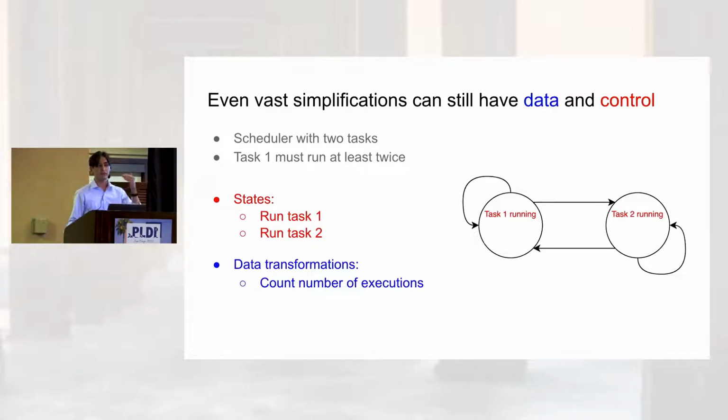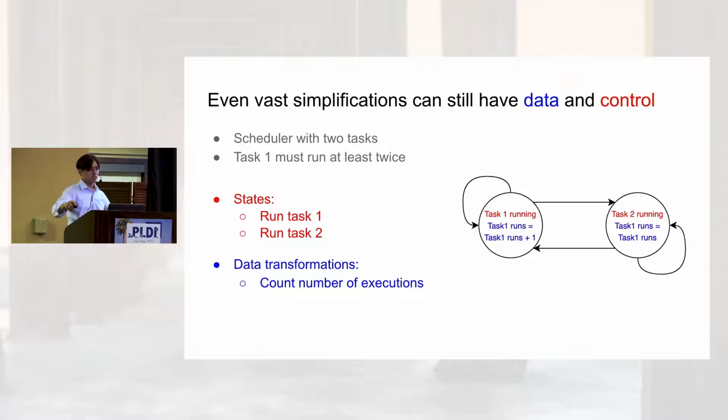You need to count how many times task 1 has run. When you're running task 1, you need to update, okay, I've incremented the number of task 1s that I've run. But if you're on task 2, you should say, okay, I'm not actually running more task 1s. And we can see that even this very simple scheduler has both data and control.